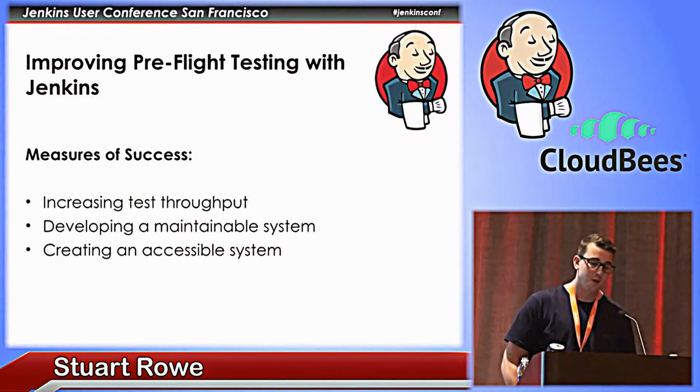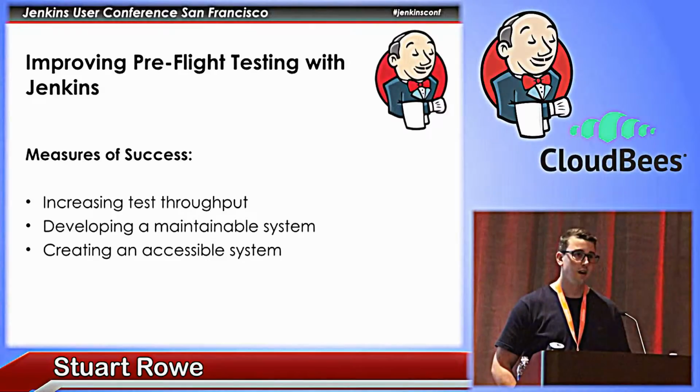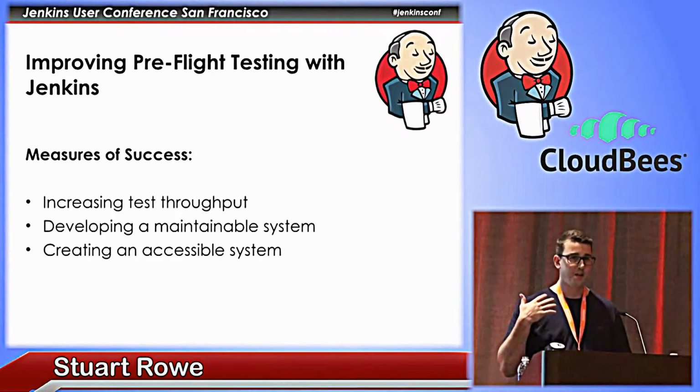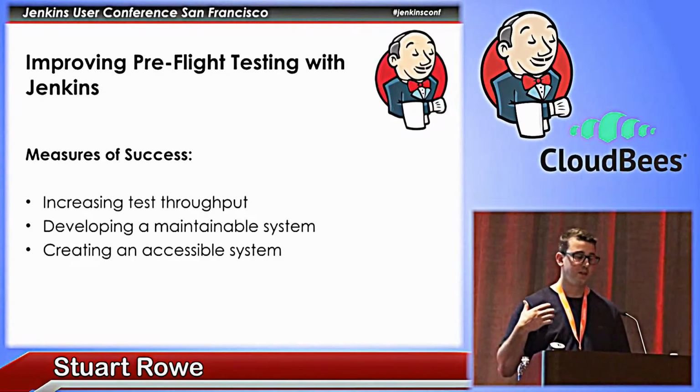So my talk is going to focus on how we improved our existing pre-flight testing system by moving to Jenkins. And when I talk about improving, we're focused on increasing our test throughput, creating a system that we can maintain so we can use it in future development cycles, as well as create a system that our engineers actually wanted to use, that they found intuitive, and they could adopt it into their daily workflow.